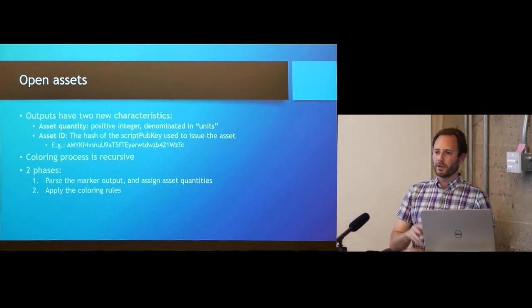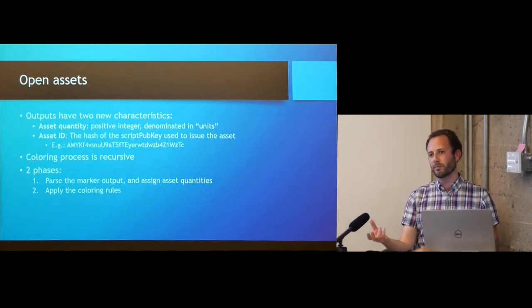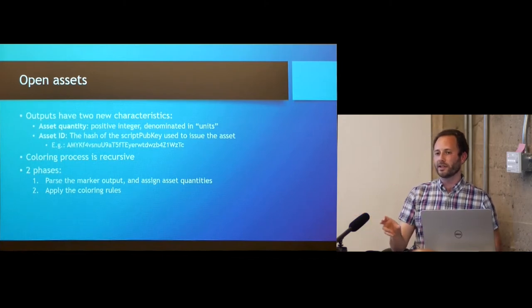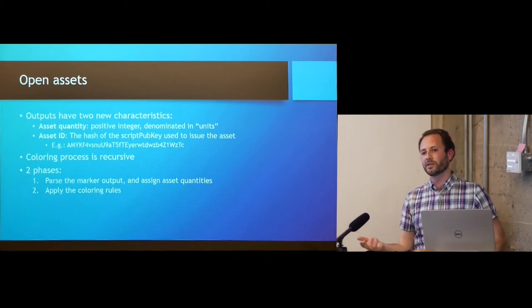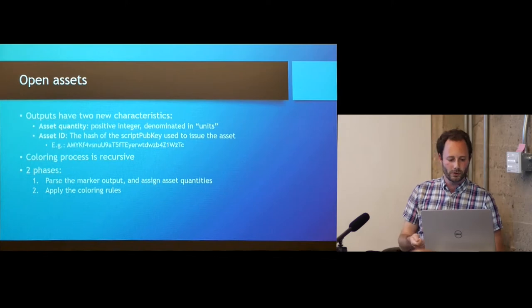So if you take an address, which is a private key with a public key, you create a script pub key, which is a pay to pub key hash, and then you hash this again, and this is going to be your asset ID. So every private key can generate a different asset ID. But if you reuse the same private key, you can reissue the same asset over and over again if you want to.